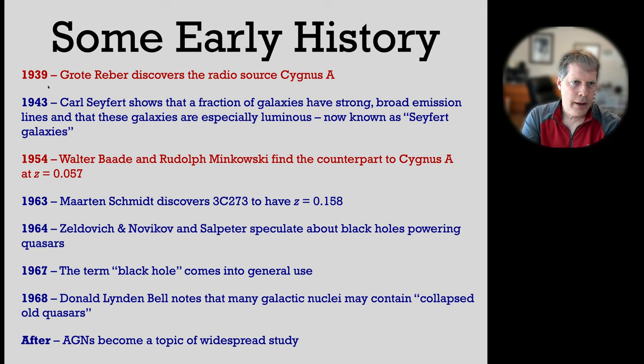This source then, after about 15 years, things proceeded a little more slowly back then in astronomy, but after about 15 years, eventually astronomers were able to find the counterpart to Cygnus A optically and measure its redshift. It's at a redshift of 0.057. Okay, so that's some basic information about Cygnus A. We've known about Cygnus A for a very long time indeed.